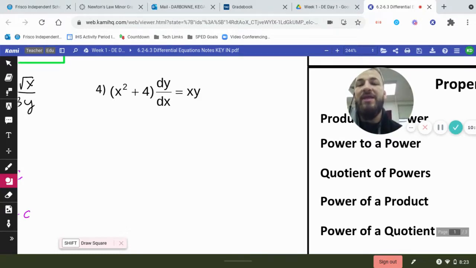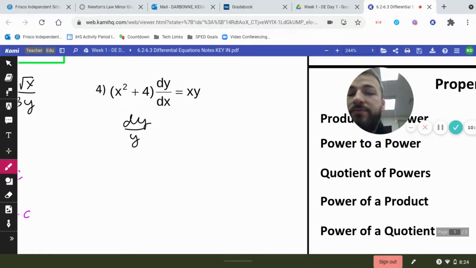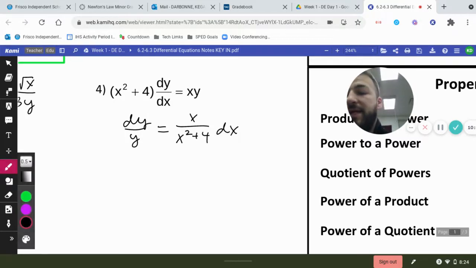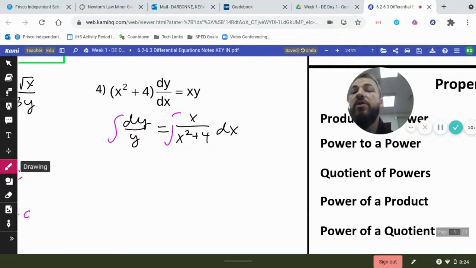But I can go ahead and divide the x squared plus 4 over, multiply the dx over, and divide the y over. So this becomes dy divided by y is equal to x over x squared plus 4 dx. And I can integrate both of my sides. Over here on the left, the integral of dy over y, that's the same as 1 over y times dy, which is actually the natural log of the absolute value of y.